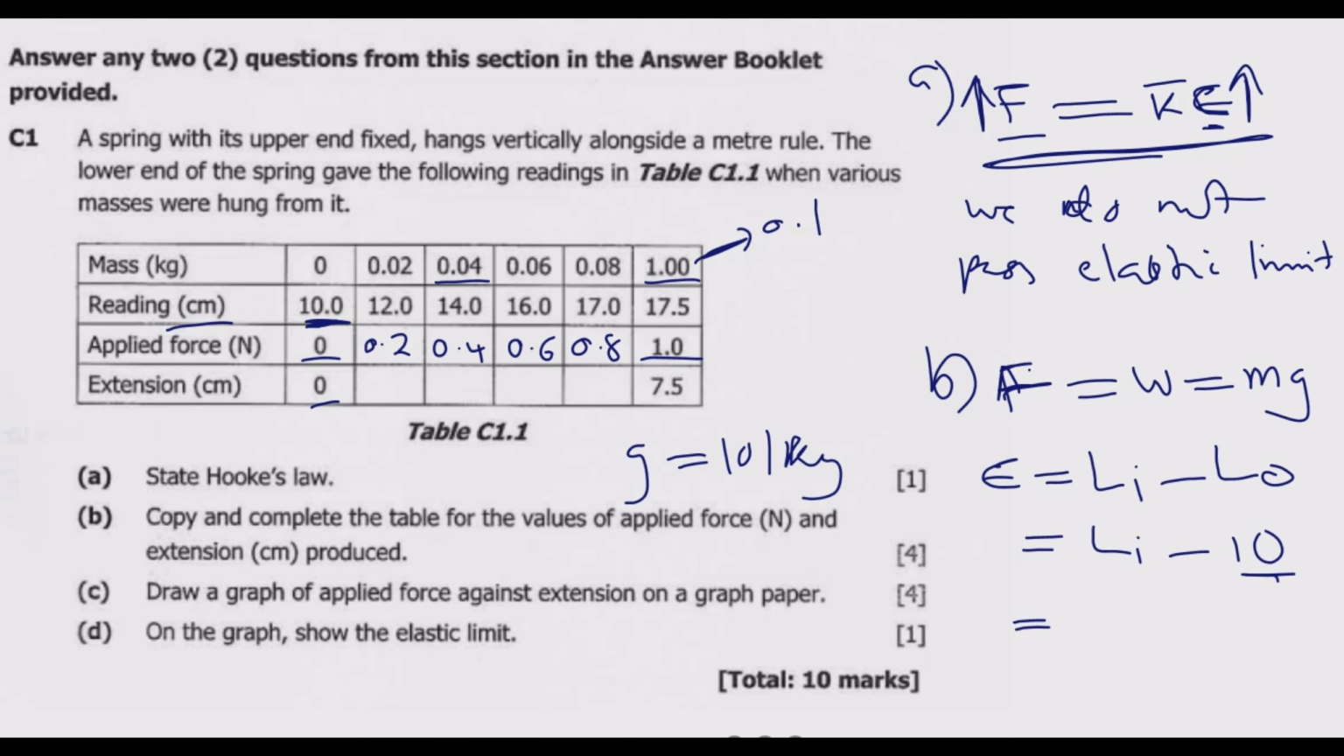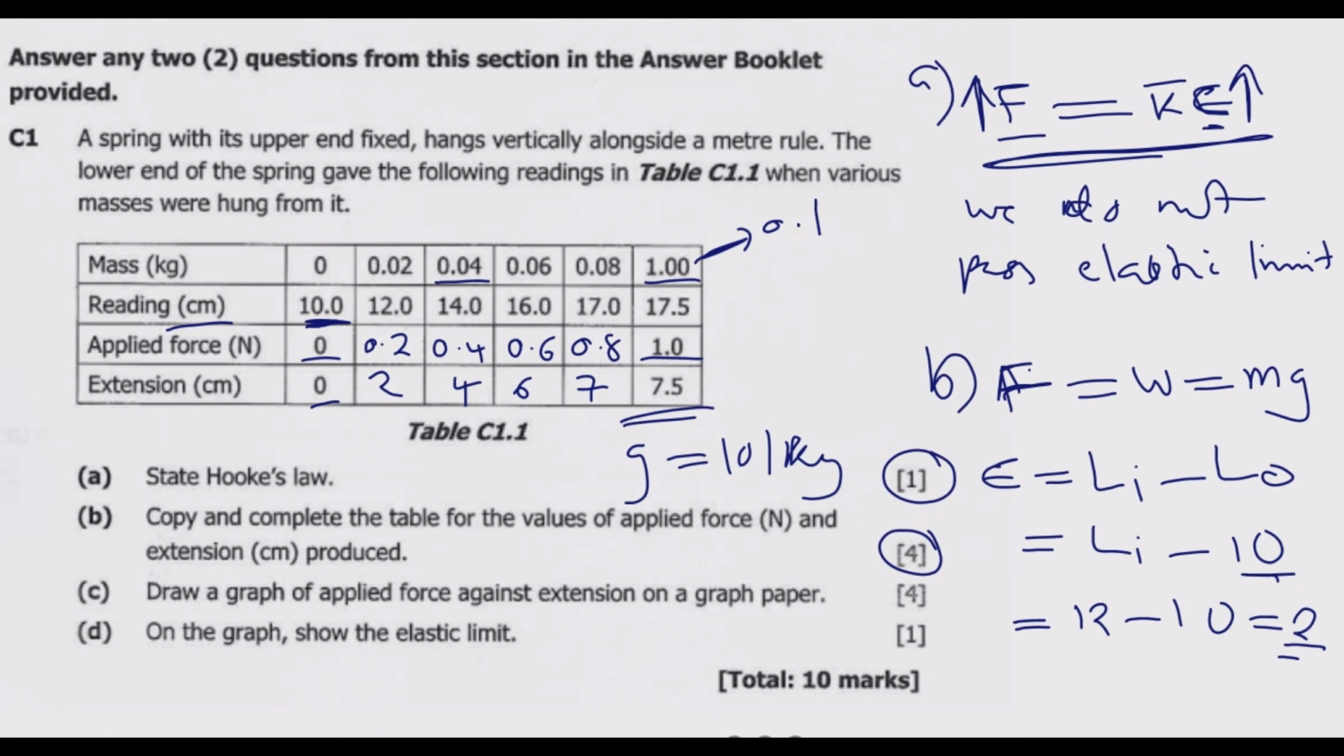So on this one, it will be 12 minus 10, which gives us 2 centimeters. The next one will be 14 minus 10, which is 4. Then 16 minus 10 is 6. Then 17 minus 10 is 7. Then 17.5 minus 10 is 7.5. So basically this is how you complete this table to get these 4 marks and 1 mark.